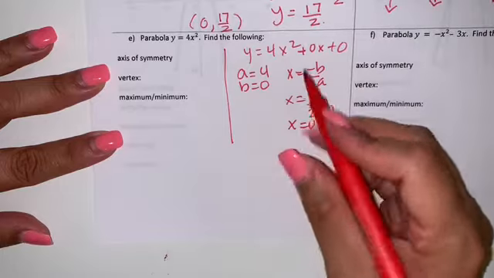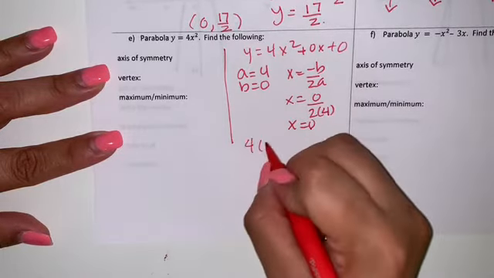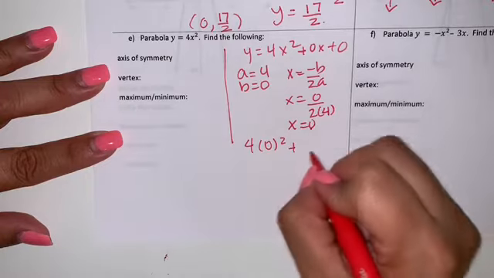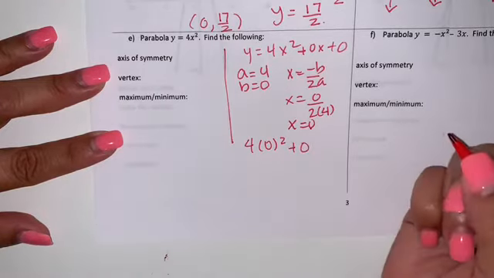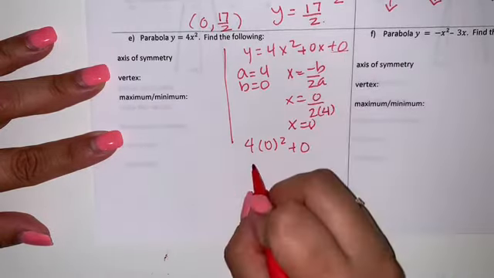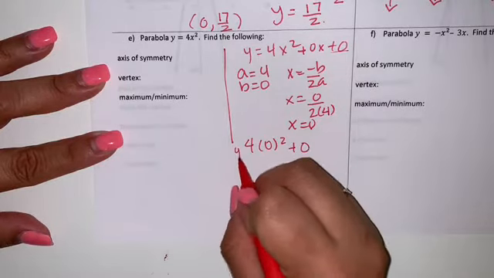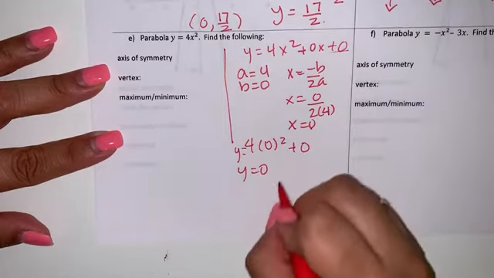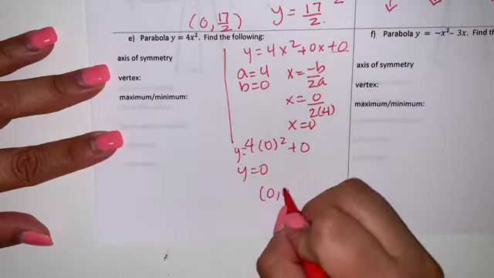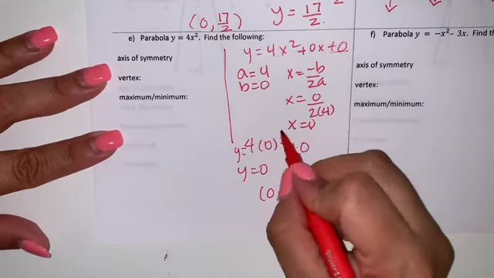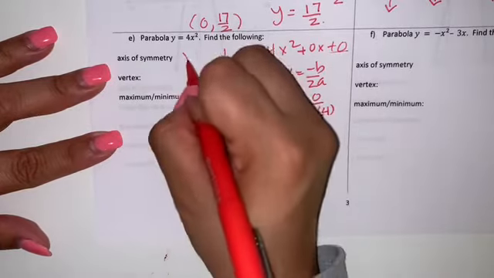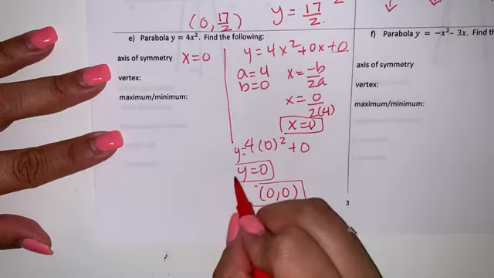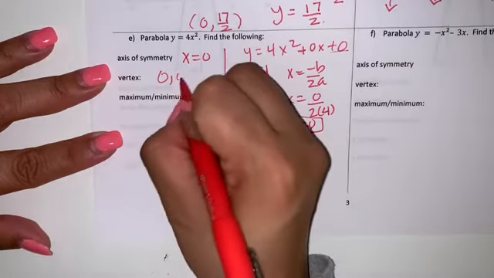So we're going to substitute the 0 into that. So I'm going to get 4 times 0 squared plus nothing else. So it's just plus 0 because all of these are zeros. So I get y equals 0. If I put this all together, I get 0 comma 0. So my axis of symmetry is going to be x equals 0. My vertex is going to be the x and the y together, which is 0, 0.